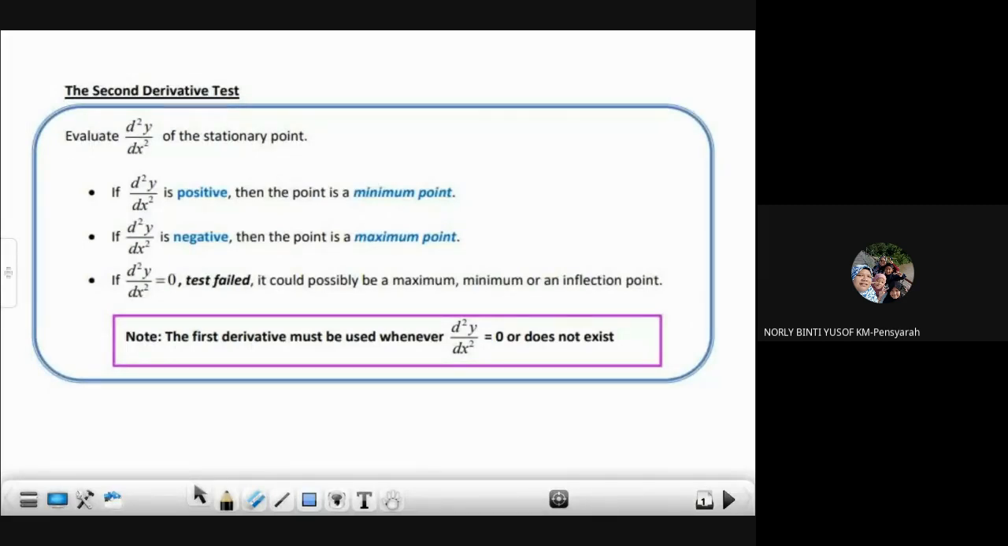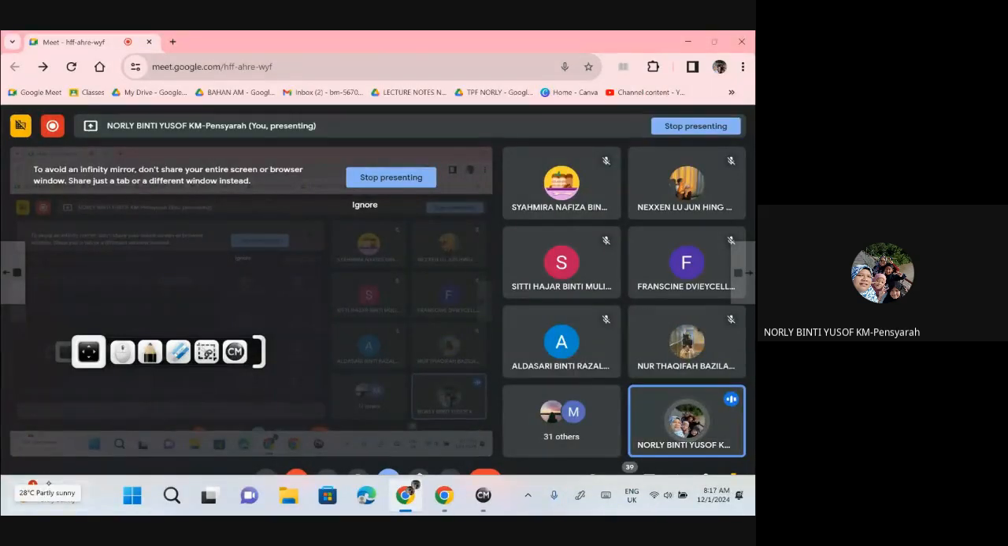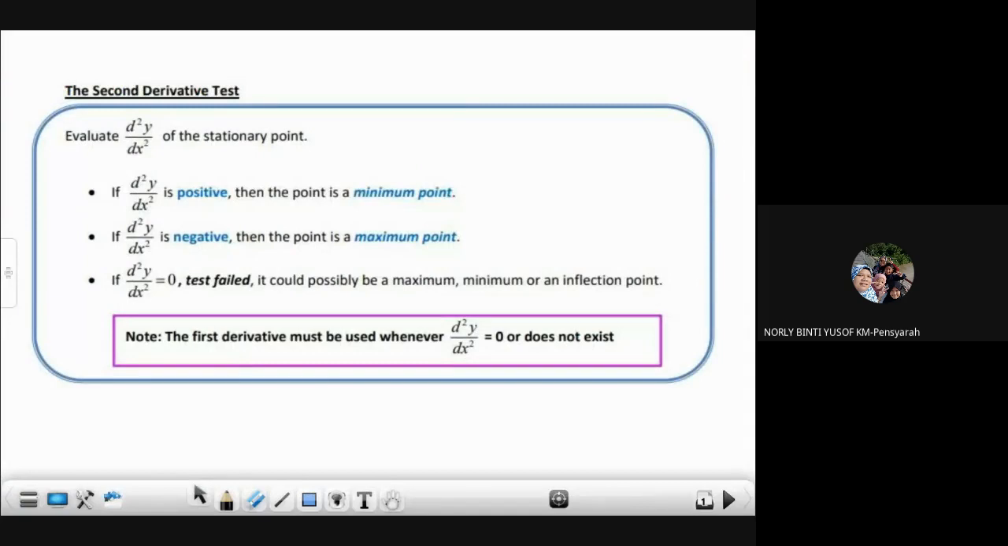Okay, so that you know the shape of the slope ataupun the gradient punya shape in the table of the first derivative test yesterday lah. Tak semestinya integer, perpuluhan pun boleh, perpuluhan ataupun pecahan. Okay, now today we go to your second derivative test. Okay, dah masuk separuh dah.